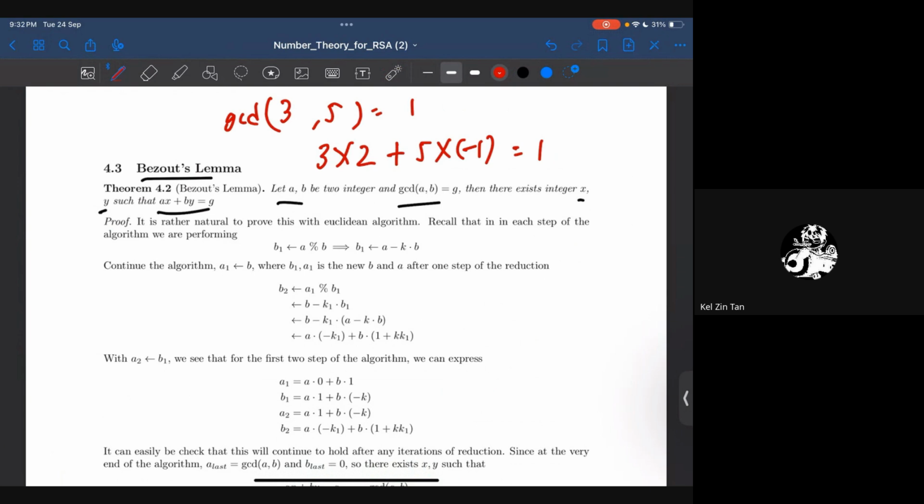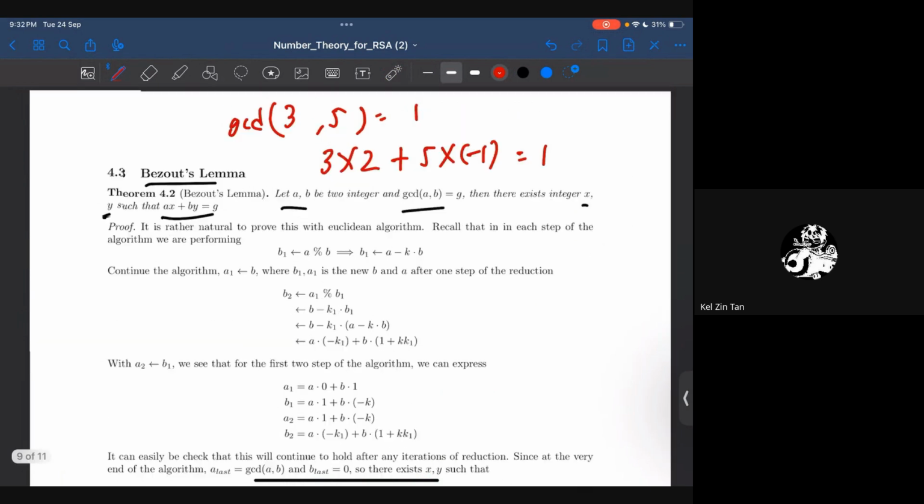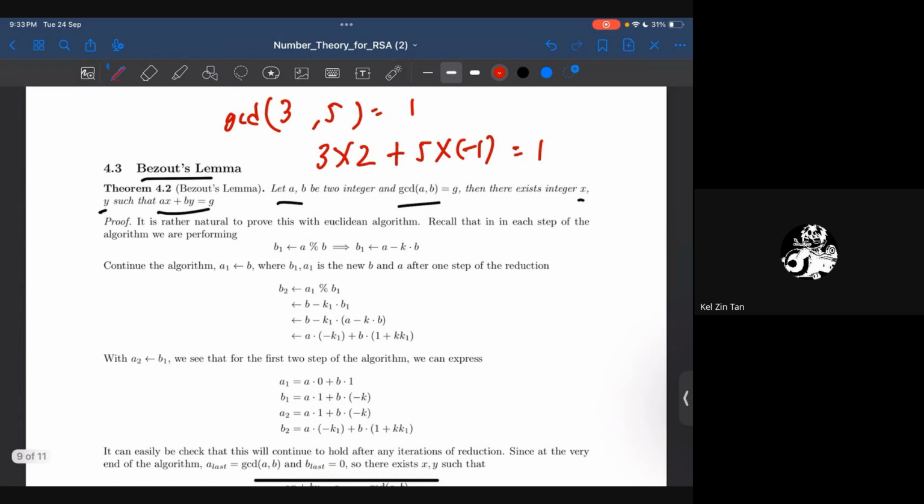Because the GCD of 3 and 5 is equal to 1, we can always find x and y such that ax plus by is equal to 1, which is the GCD. So this is one example, and you can check that for every possible pair a and b, this will always work. So how do we prove this property?